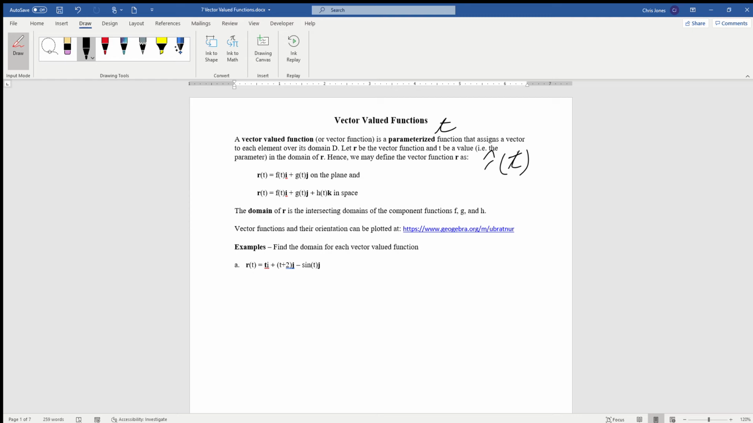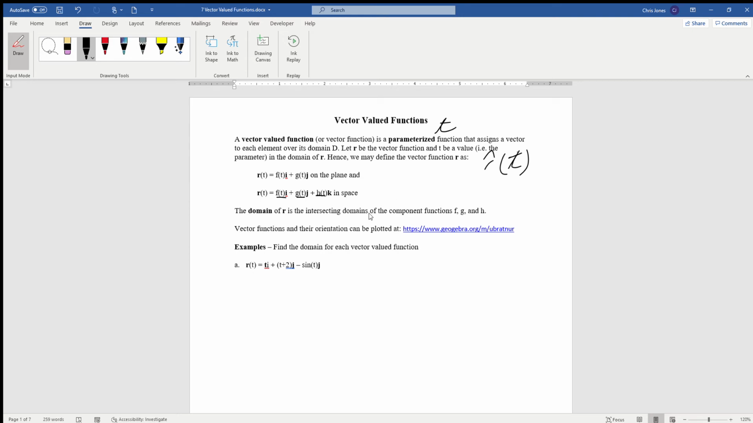And when you talk about a domain of a vector function, it's basically going to be the domain of each of the functions that comprise the vector-valued function. So we just intersect all of those, and we can go ahead and from there see what this looks like for the domain.